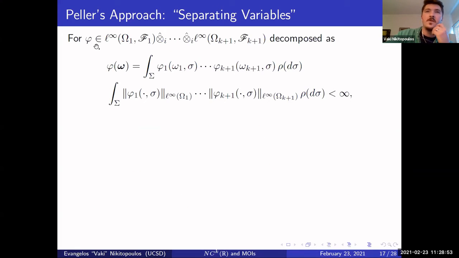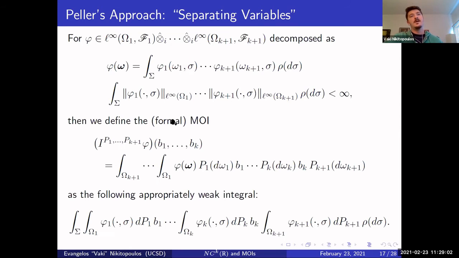And then here is the way you define a multiple operator integral of such a function. So suppose we have a decomposition of phi, as in the last slide. Then I'm going to define the formal multiple operator integral of phi with respect to p1 through pk plus 1, evaluated at b1 through bk. So that's this formal integral expression as the following appropriately weak vector valued integral. So I'm going to pause for a second to absorb this formula. Then I will explain a little bit what's going on.